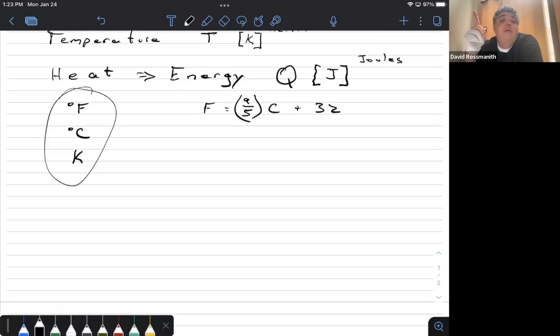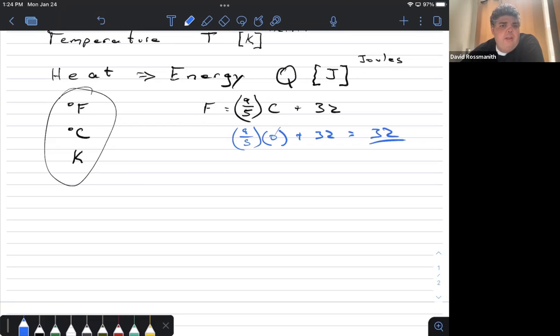We know that the freezing point of water is 0 degrees Celsius. So if I plug 0 degrees Celsius in here, I have 9 over 5 times 0 plus 32, which of course, that's just 0, so it's 32. And indeed, the freezing point in Fahrenheit is 32 degrees.